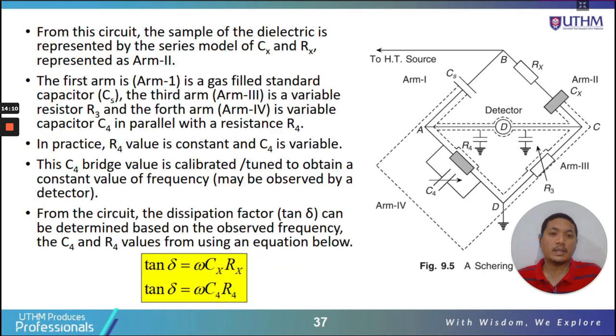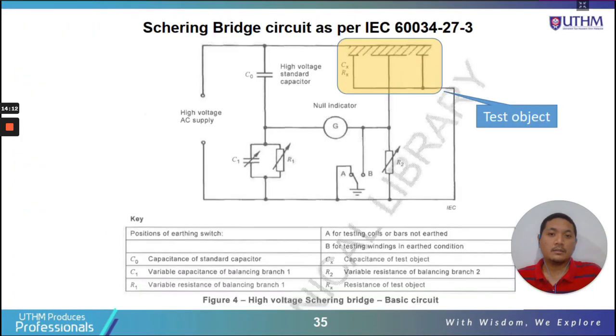This is to inject high voltage AC supply to the test object. See here, this is plus, this is minus. Okay, supply high voltage to the test object, and this is the bridge.